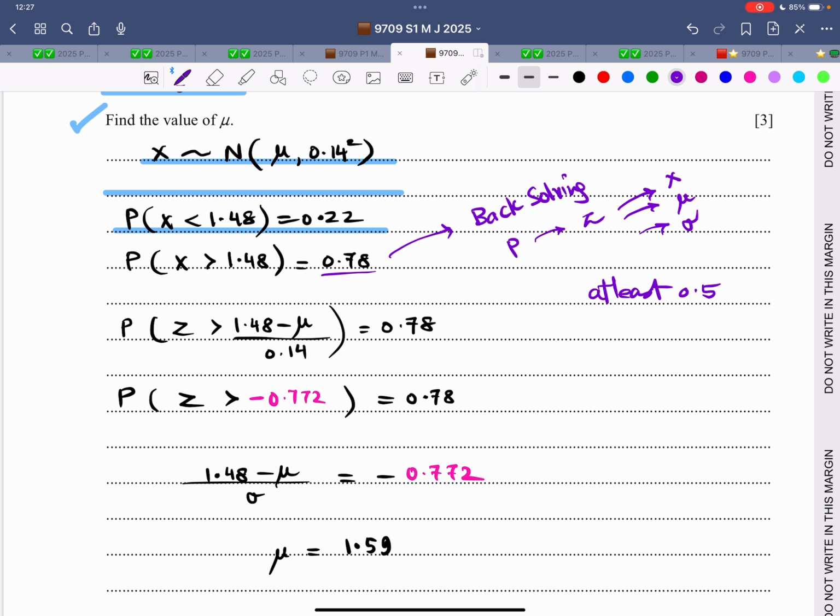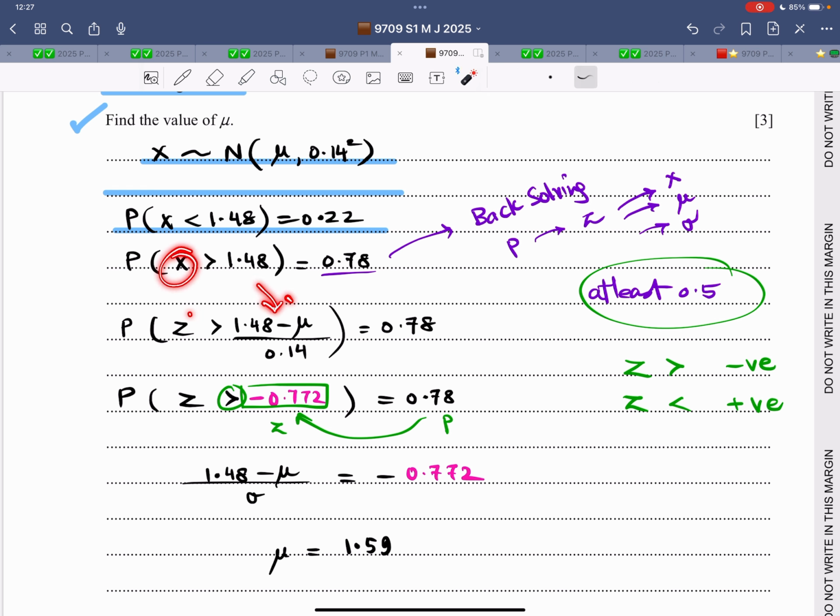Now you will go to the table and then you would write the corresponding value, which is over here 0.772. So the p value is giving us the z value. There is a greater sign, that is why the z value is negative. If z has a greater sign, z value is negative. If z has a lesser sign, z value is positive, provided the probability is at least 0.5.